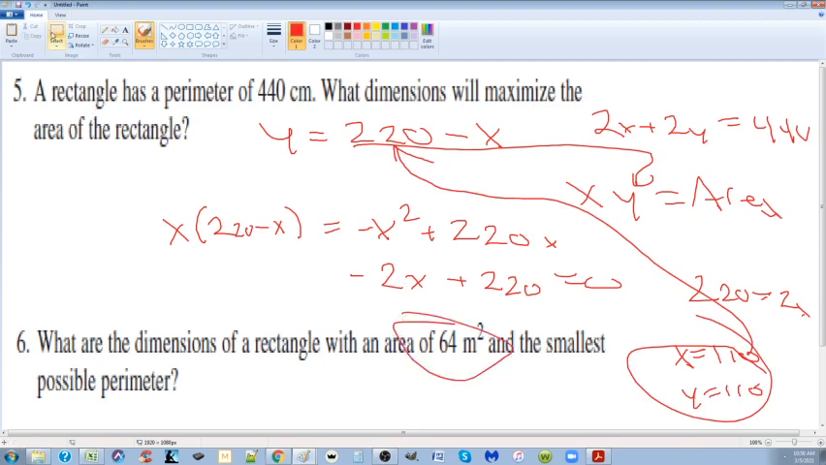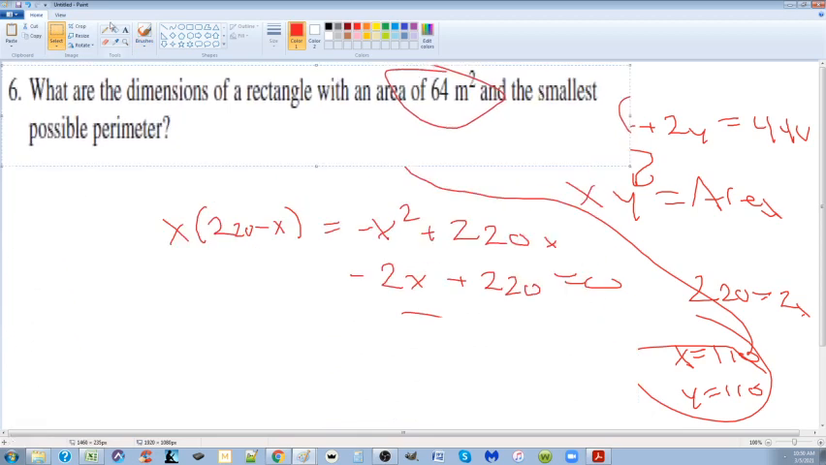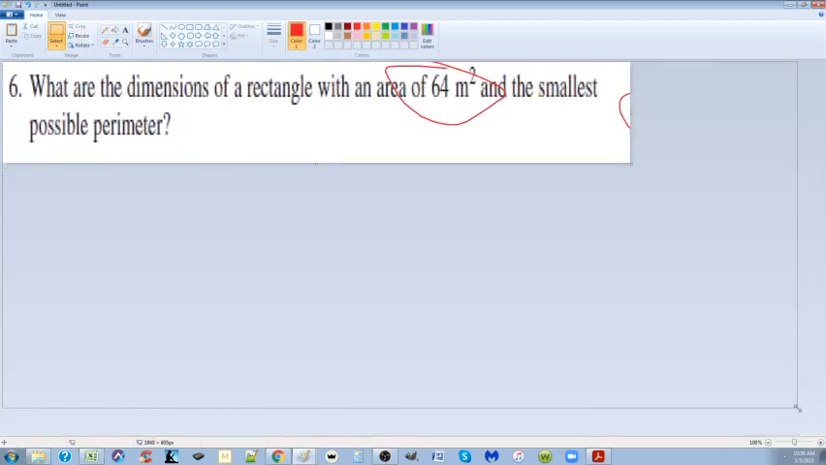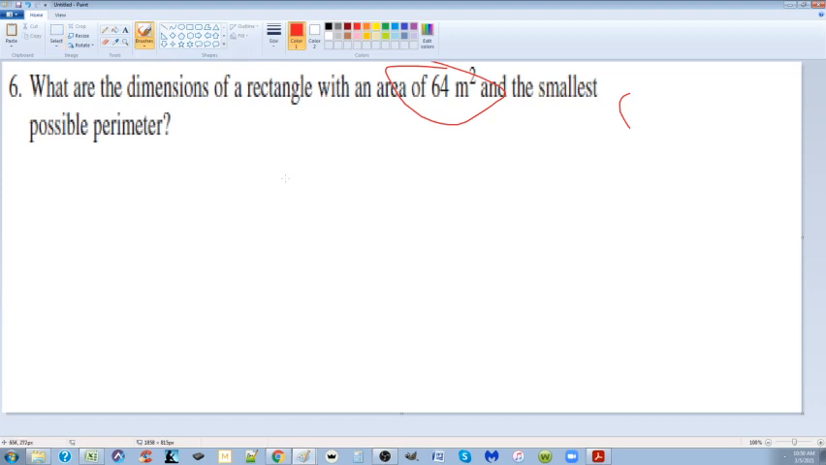Here they're going backwards, right? They're giving you the area first, and they're asking you to find the perimeter. So be aware of what you're looking for. What's the smallest possible perimeter? Which means we're going to probably have an upward facing parabola. Since I know that xy is equal to 64 meters squared, I know that y is going to be 64 divided by x, and that's going to be the solution.